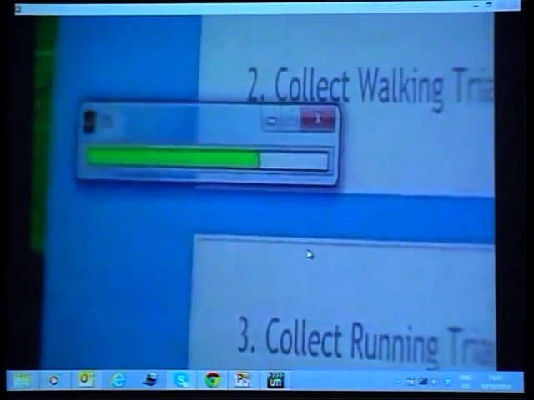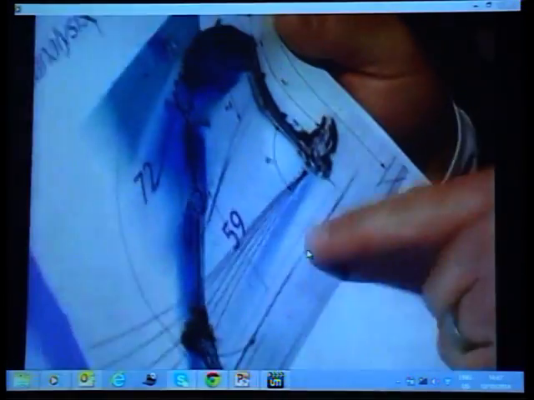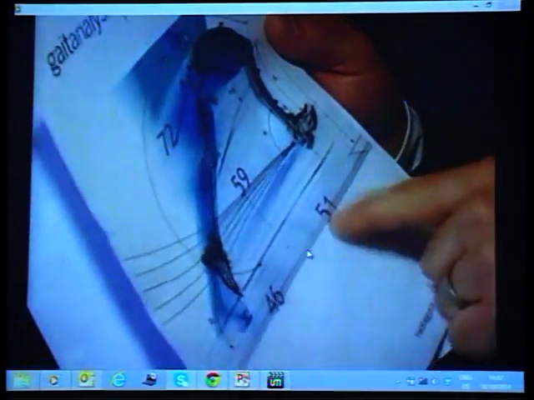And after the sensors and cameras collect all the information, the computer spits out a report. So again, your ankle's doing great, 72. Your knee's doing quite well, 67. It's all in your hip. You know, that's one of your lowest scores.